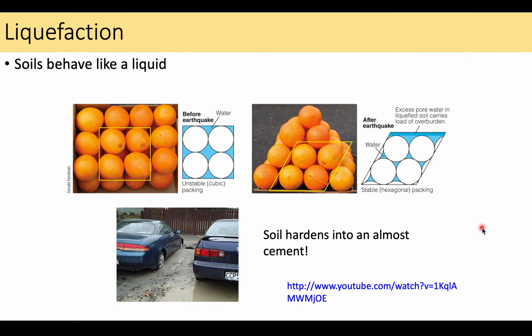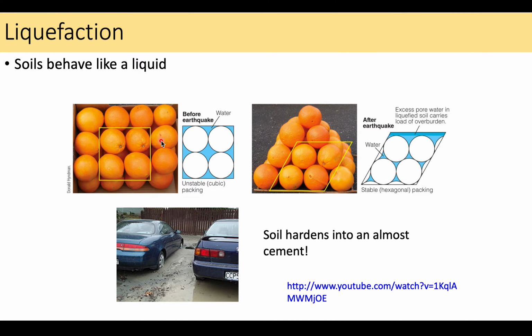So something common that occurs during heavy shaking is called liquefaction. So this is where our soils will actually behave like a liquid. So before our earthquake, we see on the left there the oranges. These are representing grains of sand or soil. So they are in a rather unstable situation. They're being packed, but that is how they are situated. There is maybe some water in between the grains of soil, or let's say our oranges. They're in a box, they're in their location, they're stuck there.